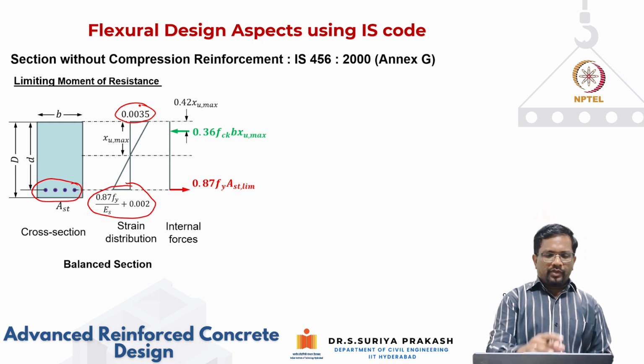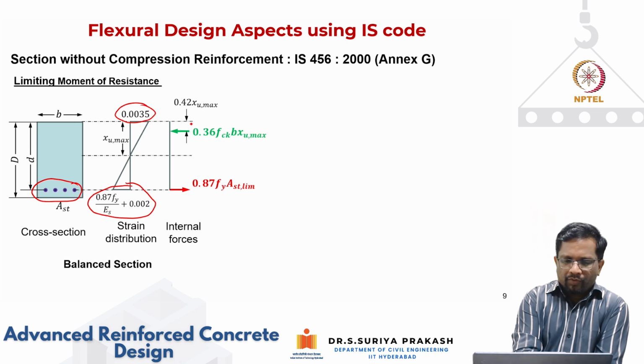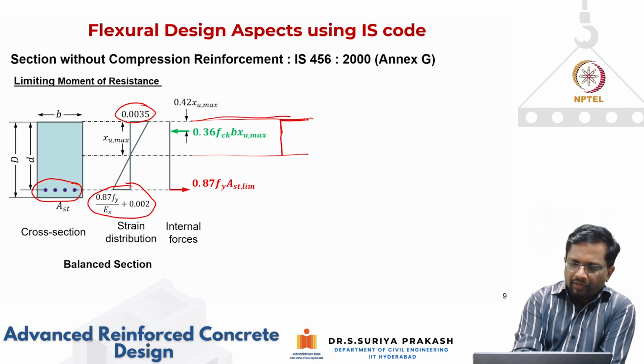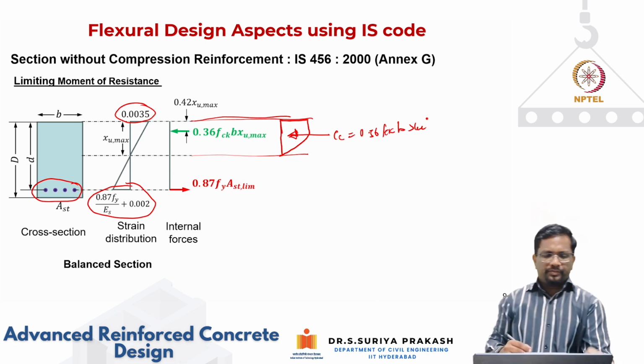Now for this, we know the stress strain curve as per your code. Again, if you go back and draw, because here I have not drawn the stress, what would be the stress diagram? As per the IS code, it is going to be a straight triangular portion and then a parabolic portion. So this value, what was calculated, was basically Cc, which is your 0.36 fck b Xu. So that is what we have got here.